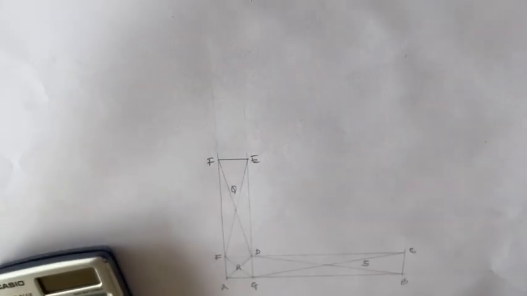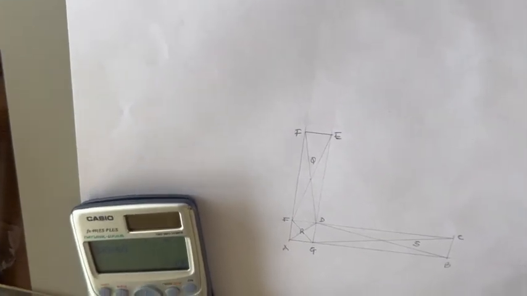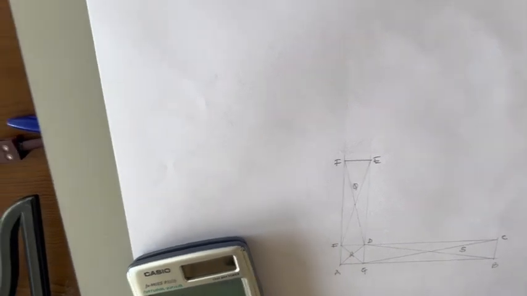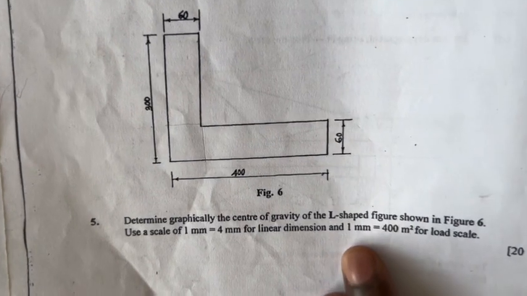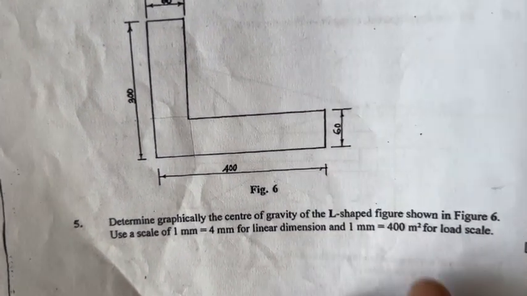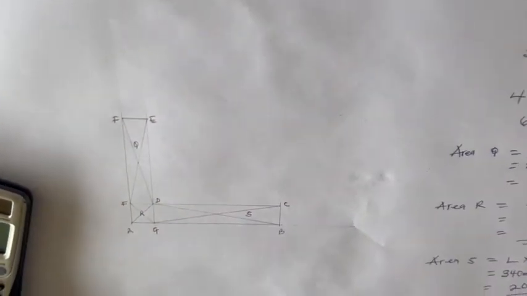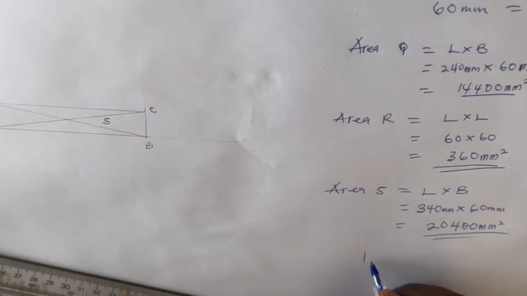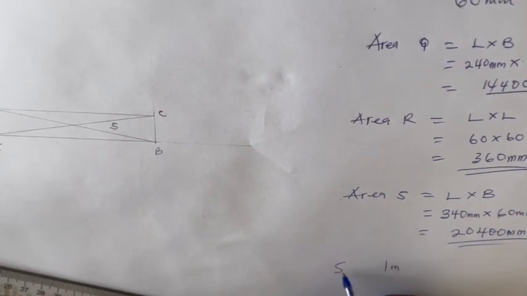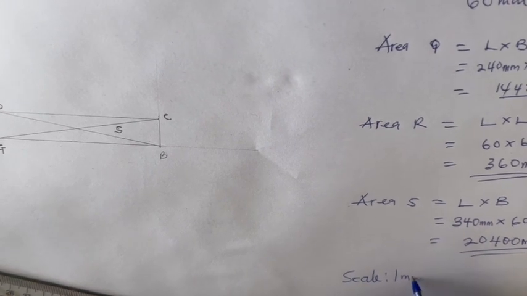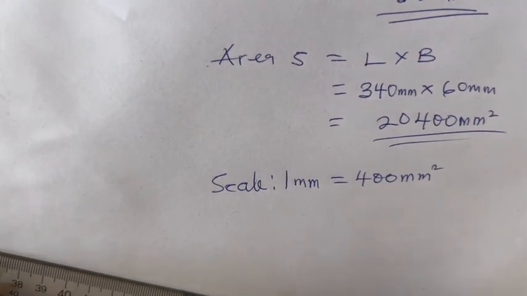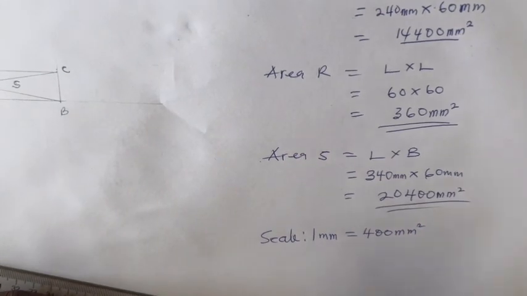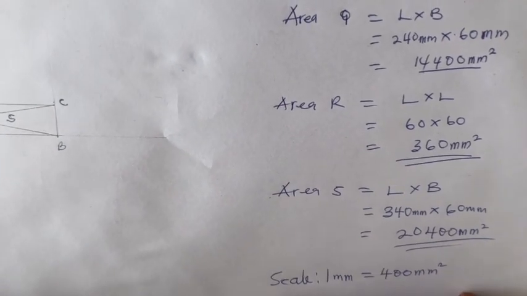But from our question, you realize that we were given another scale, and that scale says that 1 mm is equal to 400 mm square. So the scale given to us is what? 1 mm is equal to 400 mm square. Good. So if that is the case, then we are going to use the areas that we found. We'll consider them under this scale.